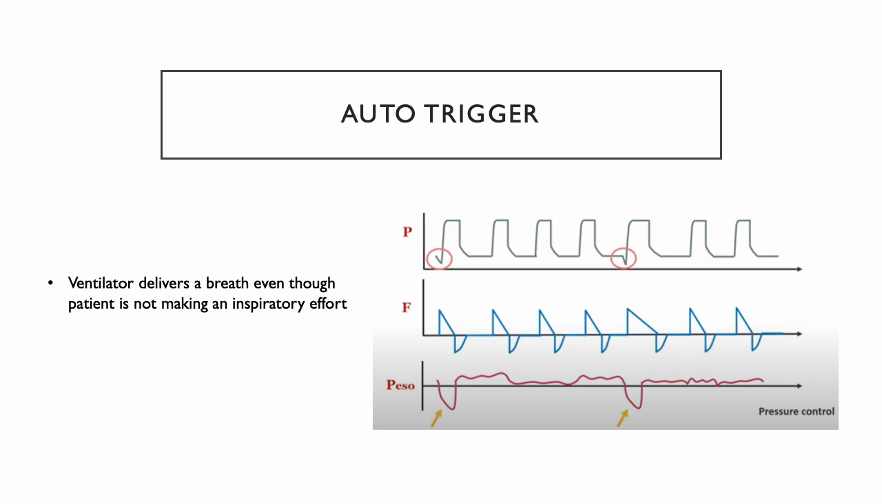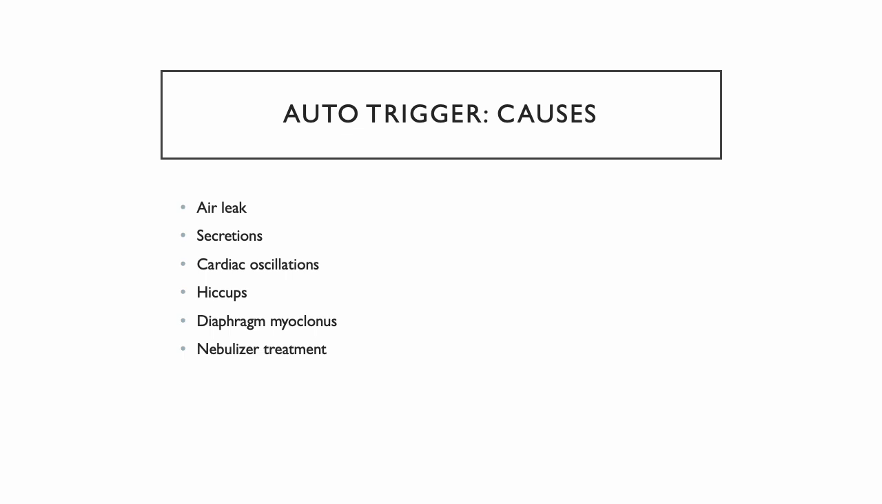So we can see here in this graphic an example of patient-triggered breaths with a negative deflection before the breaths that are triggered by the patient. However, we see many breaths that do not have this negative deflection before, and when we look at the esophageal pressure, there is no negative deflection, and these are actually auto-triggering from the machine. Causes of auto-triggering include that of air leak, secretions, cardiac oscillations, hiccups, diaphragm myoclonus, as well as nebulizer treatment.